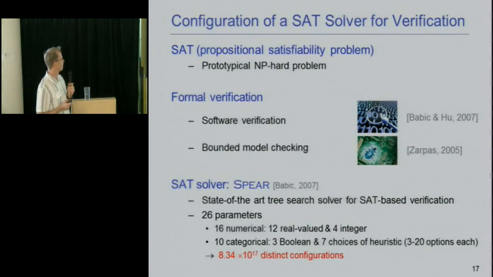The SAT solver we worked with was called SPEAR, a state-of-the-art tree search solver, and it has 26 parameters. So 16 numerical ones, but then also 10 categorical ones, 3 of them Boolean, and 7 these heuristics, which can take up to 20 values. And these parameters give rise to over 10 to the 17 possible configurations. And that's what we're going to do optimization in, where running each configuration on an instance can, if it's a hard instance and a bad configuration, take hours. So it's a pretty daunting problem, and when we started this, we weren't quite sure whether this was going to work. But it actually did work in the end, particularly because when we find good configurations, they're fast. So not all these runtimes are that slow.